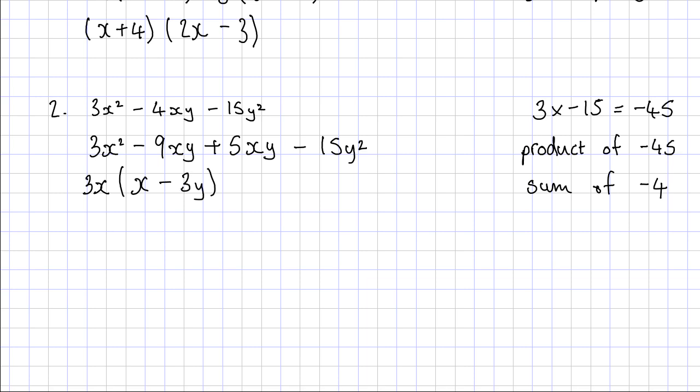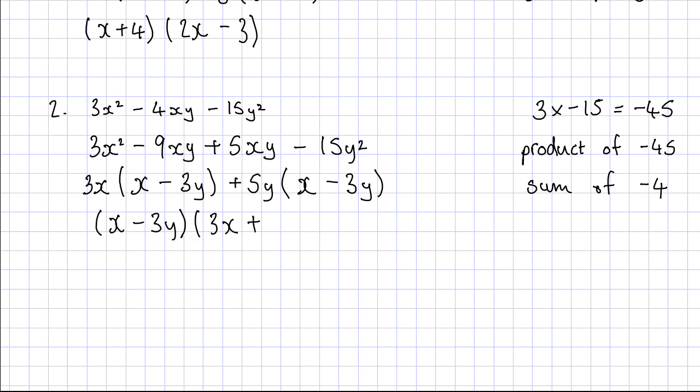The highest common factor of 5xy and minus 15y squared is 5y. So I'm going to say plus 5y. What I have left is x minus 3y. Again, you should notice that I have x minus 3y and x minus 3y here. So I'm going to factorize that. So I'm going to have x minus 3y, and if I factorize that, I'm going to be left with 3x plus 5y. So 3x plus 5y. Now that's factorized.